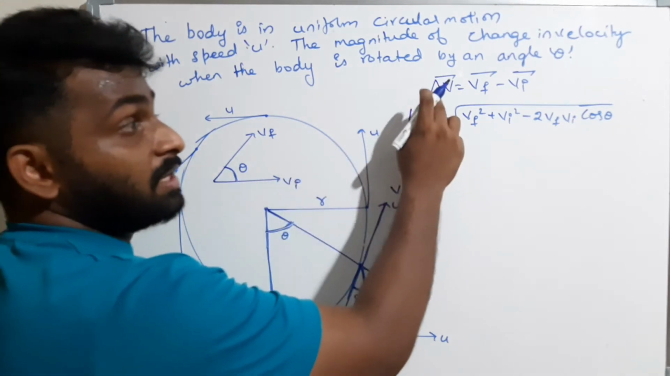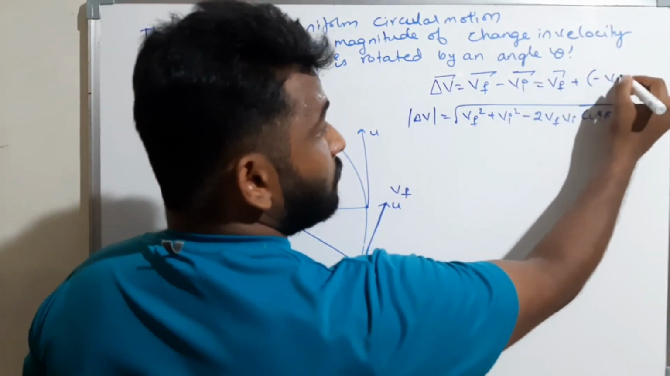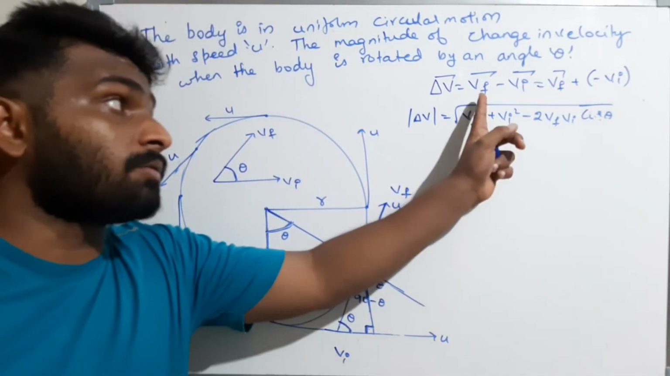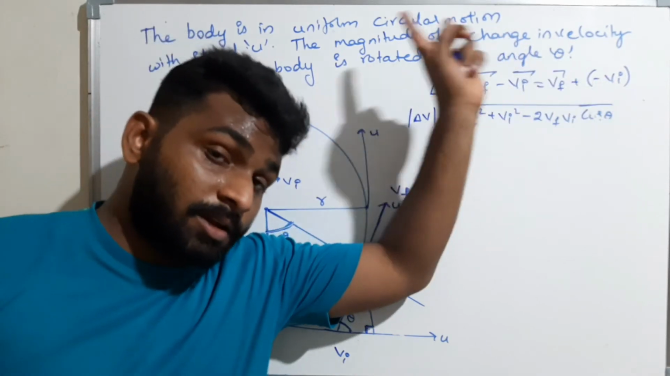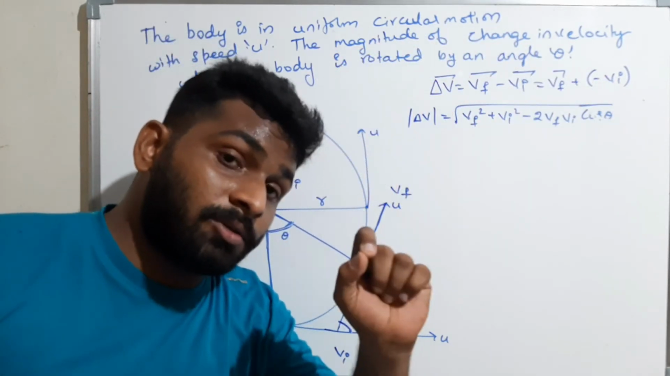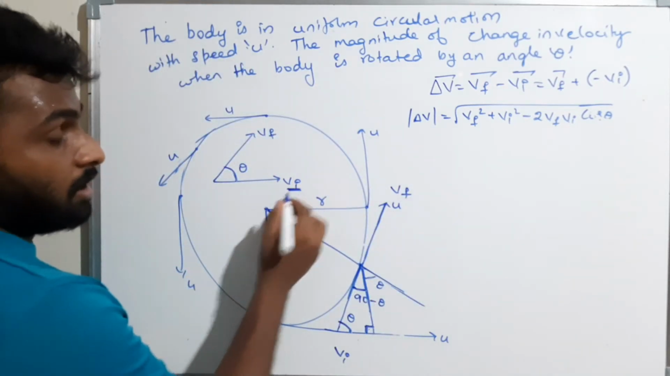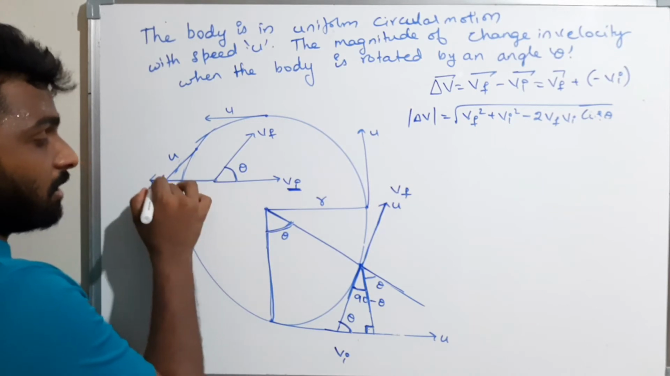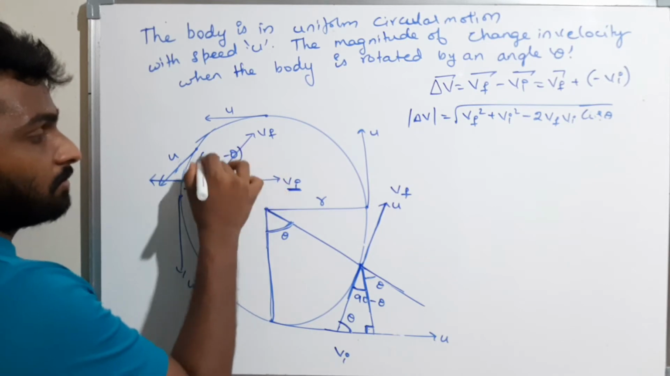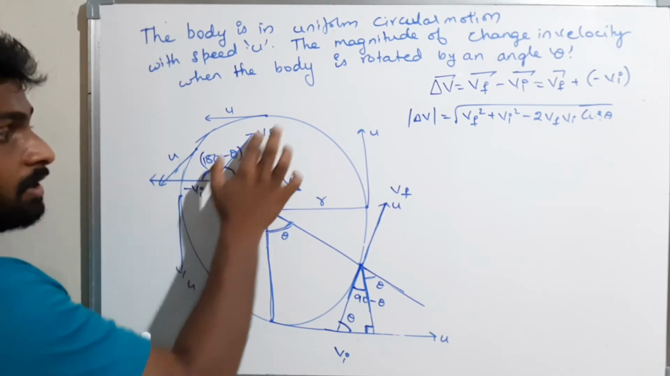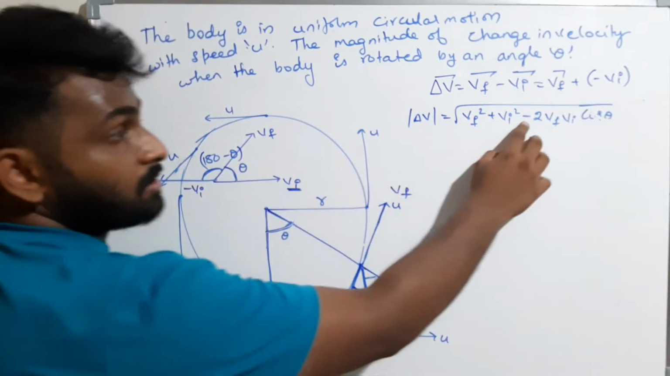But here, the change in the velocity. Therefore, I can write this as V final plus minus of V initial. The angle between VF and VI is theta, but one of the vectors is negative. We studied that if I multiply a vector with a negative real number, then the angle changes. If this is VI, what is minus VI? The minus VI will be in this direction. What is this angle? This angle is 180 minus theta. Now you have to find VF minus VI. What is the angle between them? The angle between them is 180 minus theta. Therefore you got minus here.